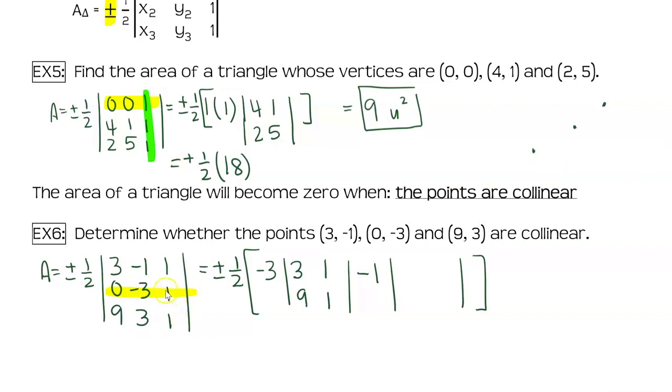For the 1, this spot, I'm going to ignore that column and take the spots that are left. So 3, -1, 9, and 3. All right, do some computations, determinants first. This one will be 3 minus 9. And this one will be 9 plus 9.